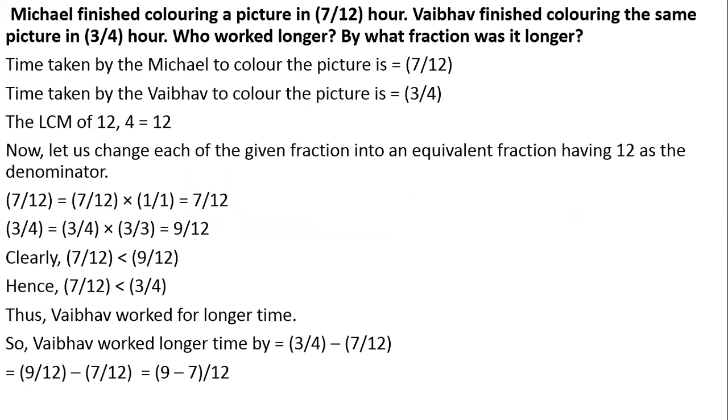By how much? We'll subtract. When we subtract, we have to subtract the smaller from the greater. Okay, so 9 minus 7 is 2 by 12. What are we going to do? We are not going to leave 2 by 12 as it is. We'll cancel it out and we'll write 1 by 6 of an hour. I hope the word problems are very easy and clear to you.